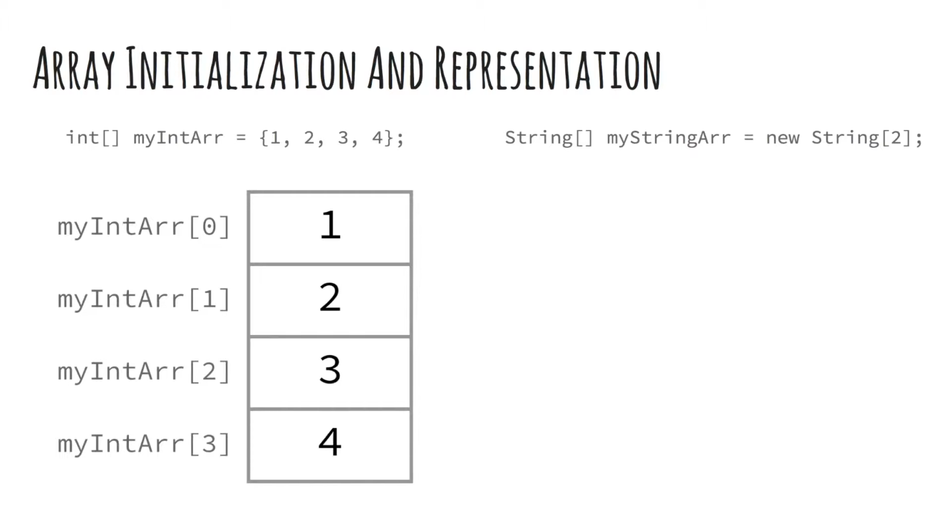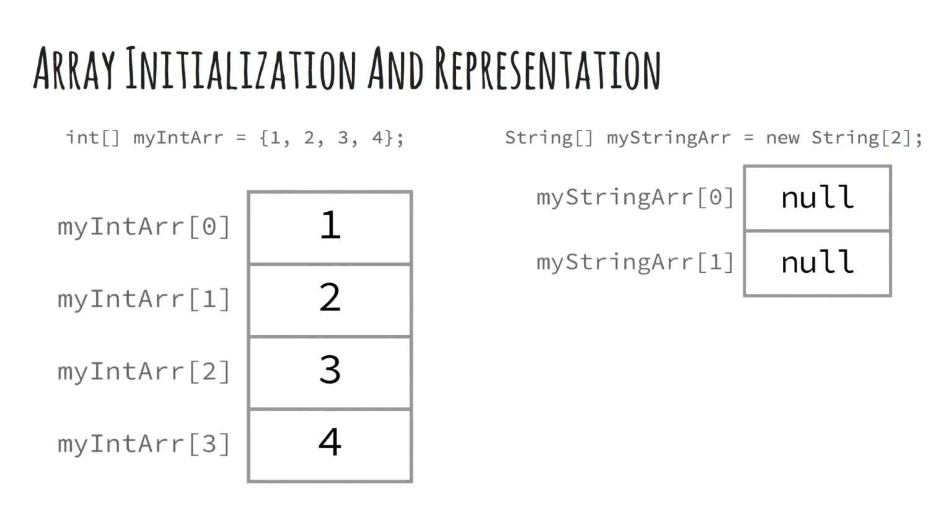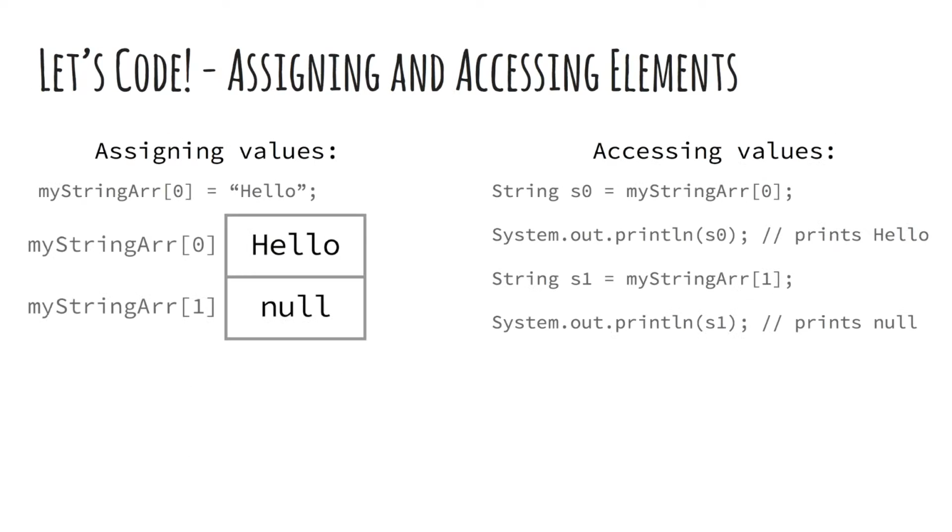However, on the right, we are initializing our array with only the square brackets, giving it an array length. So when we actually visualize our data, it's initialized with null values.